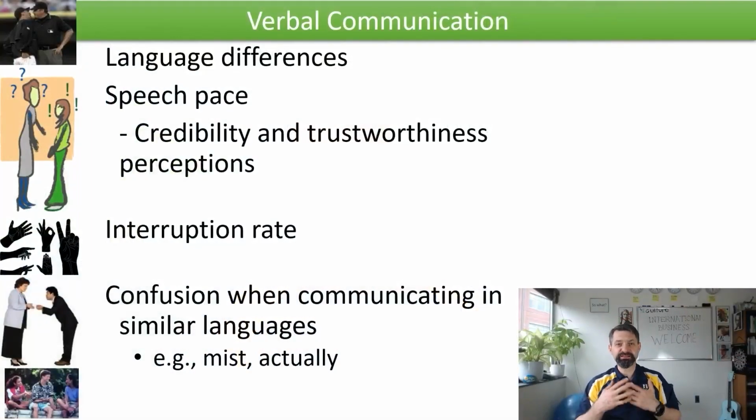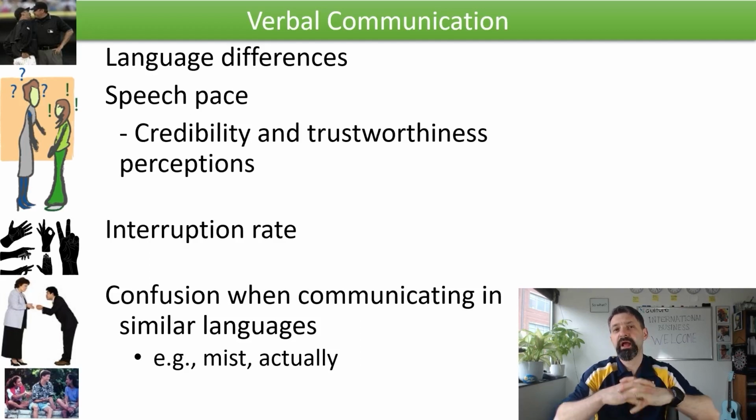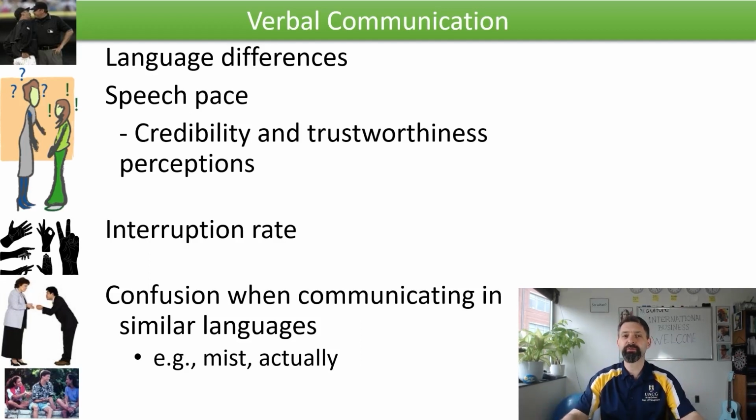Also, sometimes we would think that languages that are similar would be easier to operate with or in. But the studies show that sometimes there are more communication challenges among the people who speak similar languages than among the people who come from completely different language groups. Sometimes you would have words that are spelled and sound similarly or even identically, but they mean different things, and that creates confusion. For example, mist.